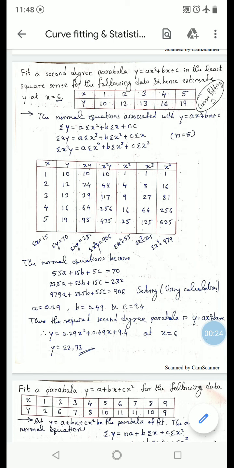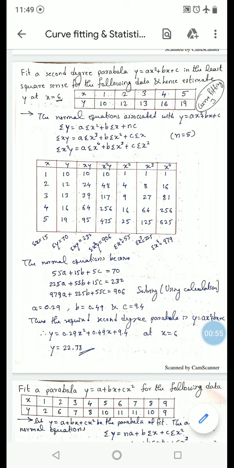So solution. Given that the parabola y equal to ax square plus bx plus c, write the normal equations, that is summation of y equal to a into summation of x square plus b into summation of x plus n into c, summation of xy equal to a into summation of x cube plus b into summation of x square plus c into summation of x, summation of x square y equal to a into summation of x raised to 4 plus b into summation of x cube plus c into summation of x square.